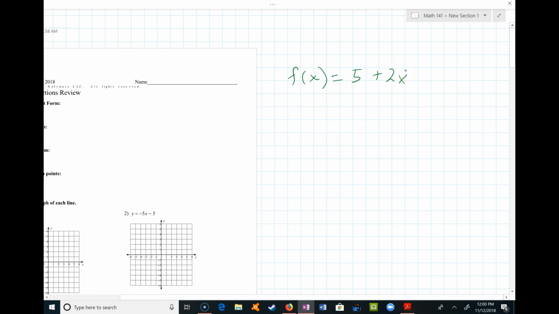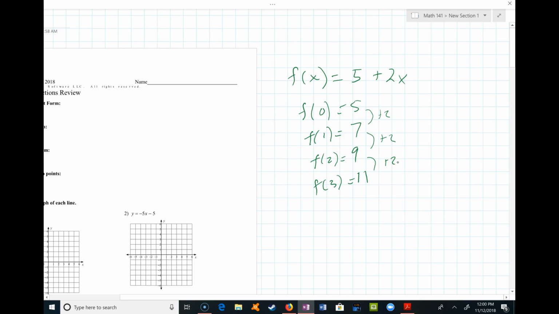You can see that the way this works is, f of 0 would be 5. F of 1 would be 5 plus 2, which is 7. F of 2 would be 5 plus 2 plus 2, which would be 9. F of 3 would be 5 plus 2 plus 2 plus 2, which would be 11. And you can see that each time I'm stepping up by 2, aren't I? And we call that a slope.